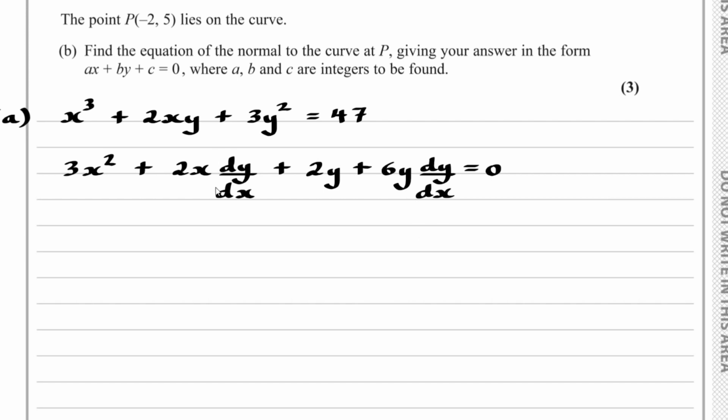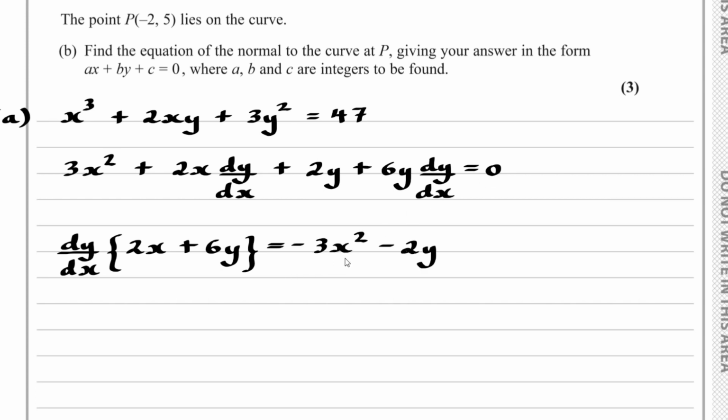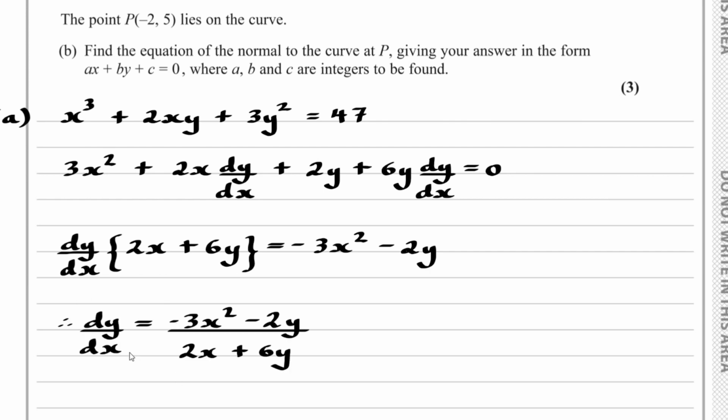Now, with the 2x times dy over dx and the 6y times dy over dx, we can factorise out a dy over dx. And inside the bracket we'd have the 2x plus the 6y. And if I take the 3x squared and the 2y to the right hand side, on the right hand side we have negative 3x squared subtract 2y. And if I divide both sides by 2x plus 6y, we can therefore conclude dy over dx is equal to negative 3x squared subtract 2y over 2x plus 6y.